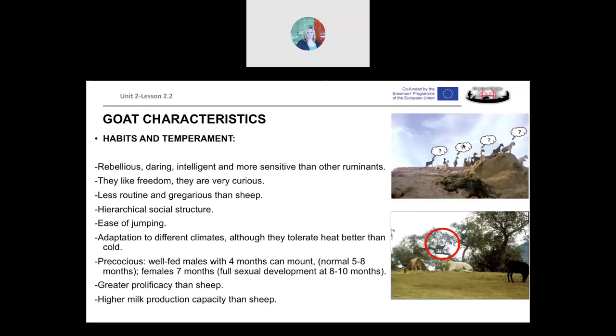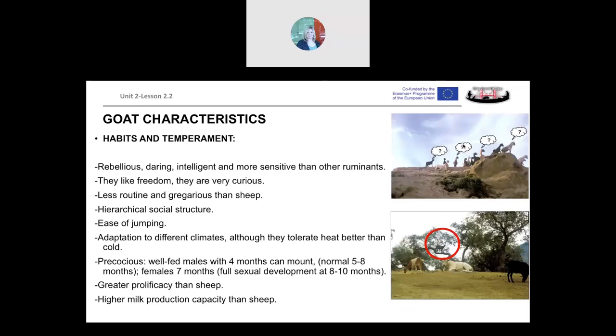In comparison with the sheep, they are less routine and less gregarious, but they have a hierarchical social structure, and they have the boss of the herd. So they are less gregarious, but they have a hierarchical social structure. They jump very easily. Of course, again, the adaptation to different climates. They prefer heat to cold.